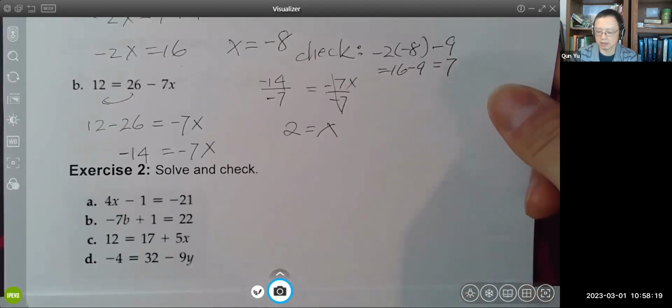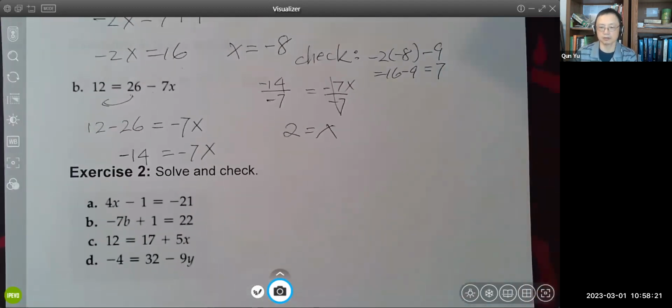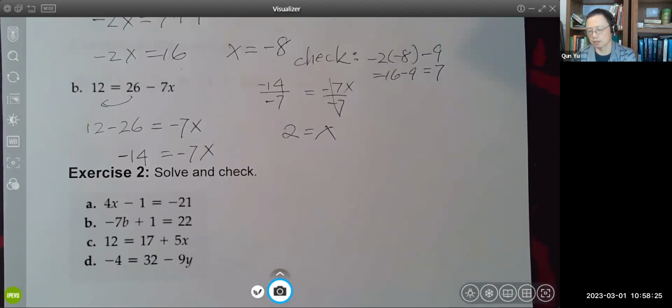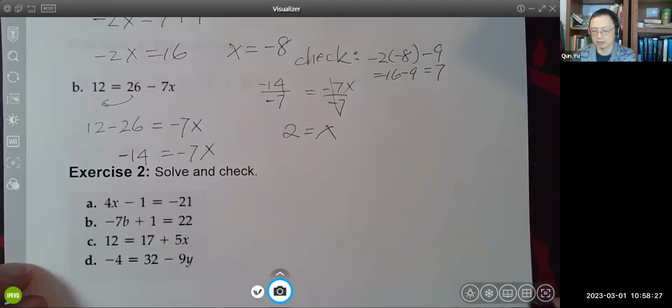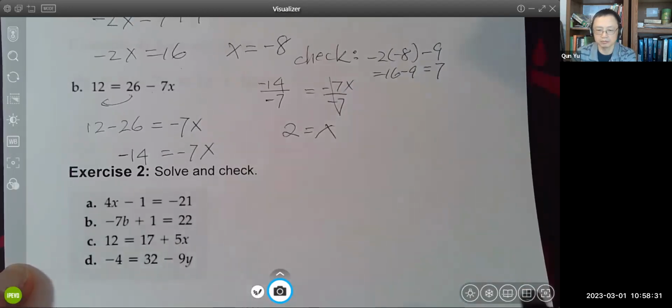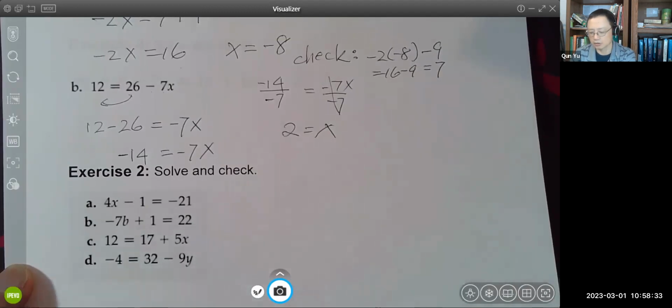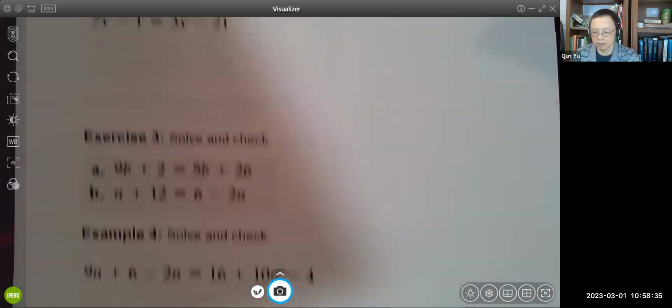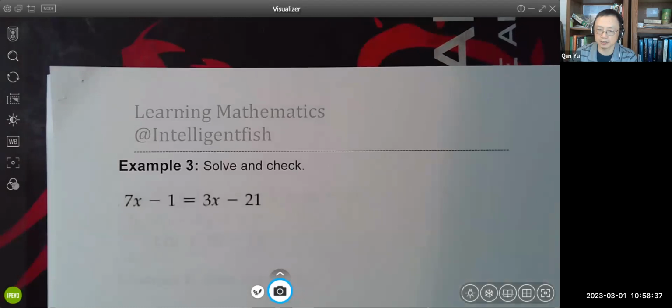Now, your second set of exercise questions. Practice is super important in mathematics. This is the basic skill, basic calculations. Now, let's move on. We have our third example.